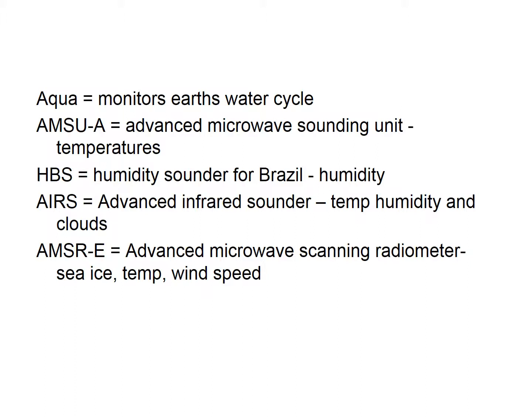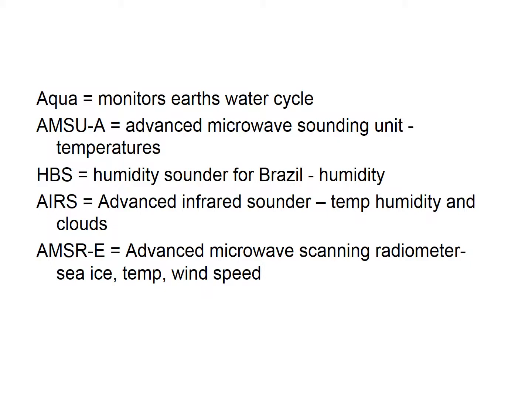So a few other satellites I wanted to mention and talk about a little bit. One is called Aqua, and this is a satellite system that was designed primarily to monitor the Earth's water cycle. The AMSU-A is an advanced microwave sounding unit, and this entire sensor is primarily there just to monitor temperatures. The HSB is the humidity sounder for Brazil, and that basically monitors the humidity or the relative water content in the atmosphere. AIRS is the advanced infrared sounder, and it measures temperature, humidity, and it also has some capacities to tell you some things about clouds as well.